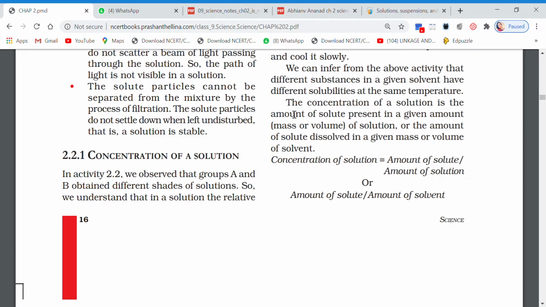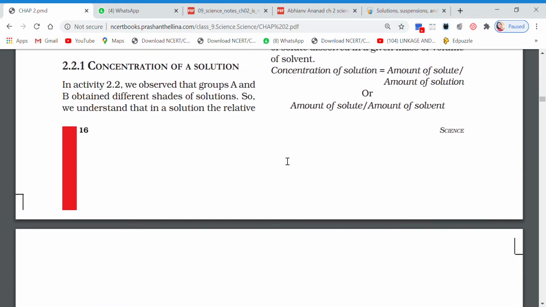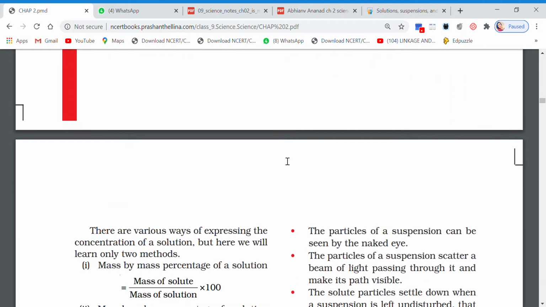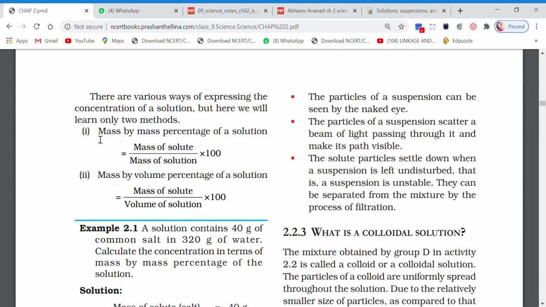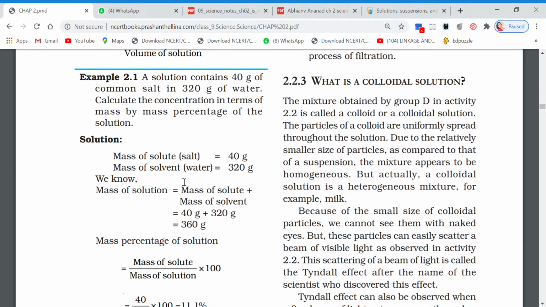We were doing the chapter "Is Matter Around Us Pure", and in the previous class, you learned the calculations on how to find the concentration of a solution by using two formulas. One was mass by mass percentage of solution, and the other formula was mass by volume percentage of solution. So these are the things that you have already done.